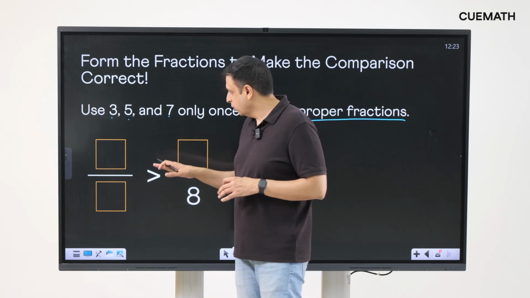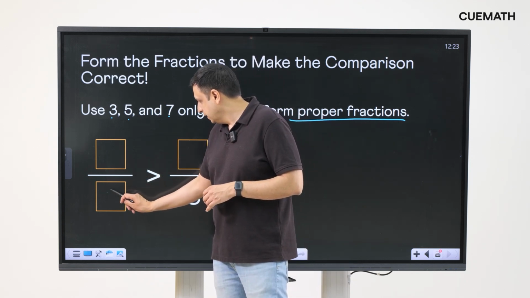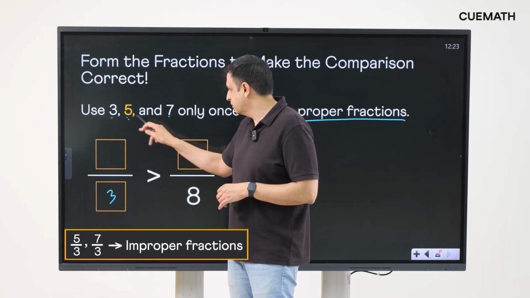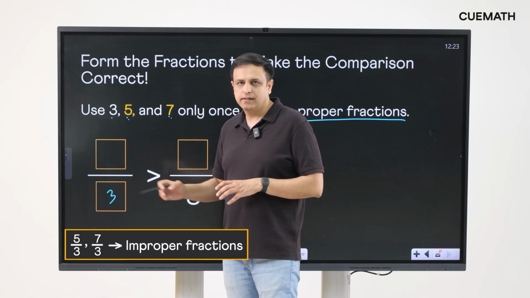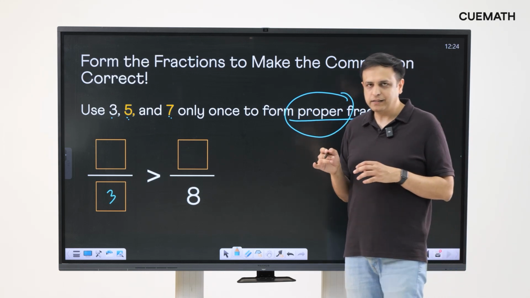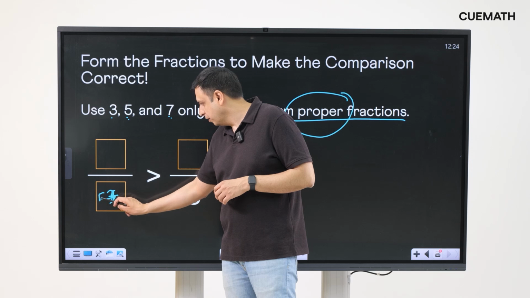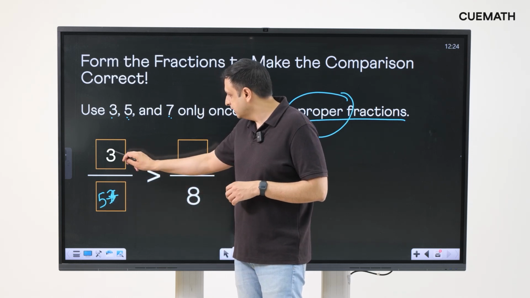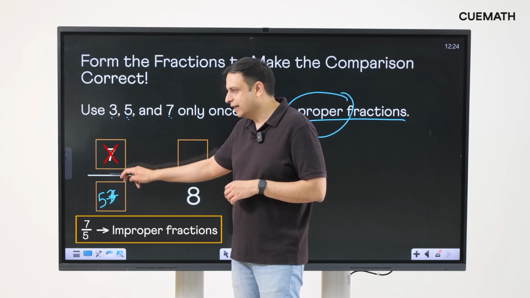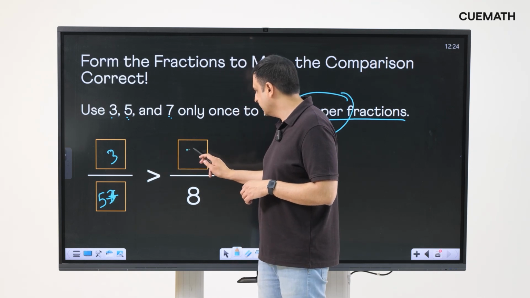So let's look at what could come in this denominator over here. I could put a 3 here, but if I put a 3 here, I will need to put either a 5 here or a 7 here because those are the only two numbers left, and in both cases I will get an improper fraction, but I need a proper fraction. So that tells me that I can't have a 3 here. Now what if I put a 5 here? Then I could either put a 3 here or a 7 here. I can't put a 7 here because that will give me an improper fraction again. So I'll have to put a 3 here, which will give me 7 over here.